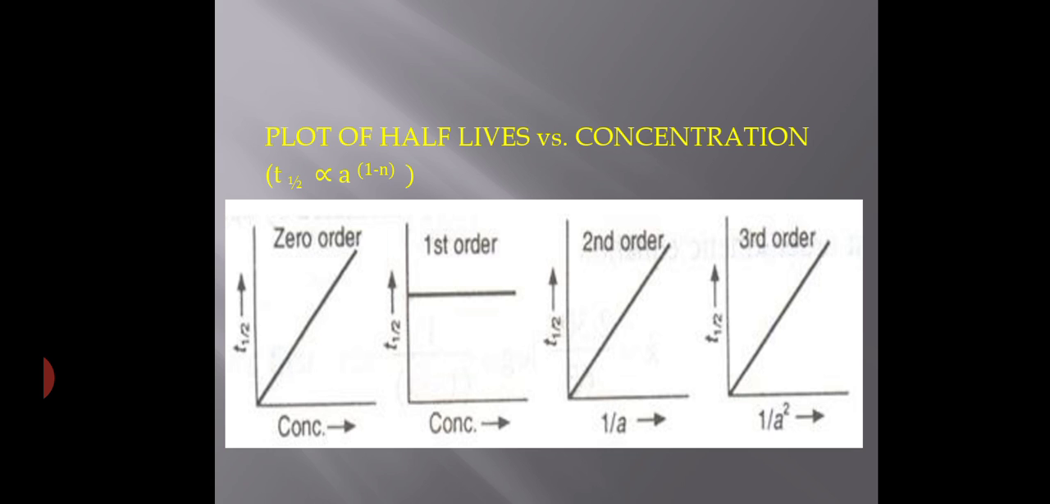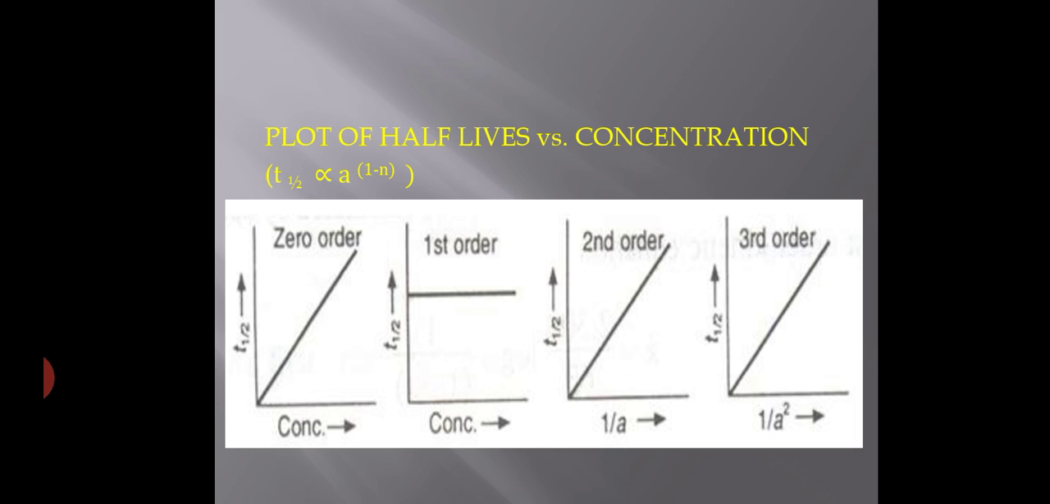Now next, as you can see, this is the plot of half-lives of different orders of reactions on the basis of concentration. The first is zero order, then we have first order, then second order, then third order. In the zero order, the formula is t half is equal to A naught by 2K, so it depends upon the concentration.